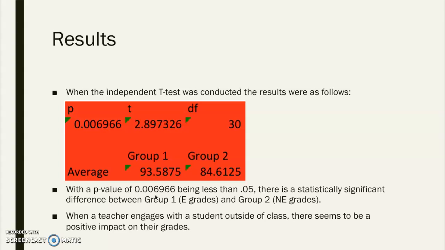As you can see from our table here, the average for group 1 was around a 94 and the average for group 2 is around an 85. That's close to an entire letter grade, or that is an entire letter grade difference. And so that was very exciting to see.